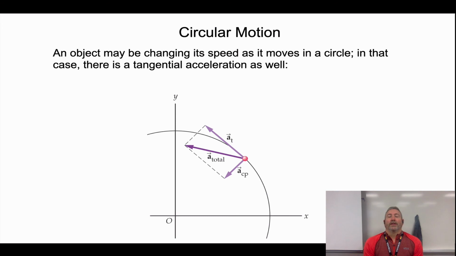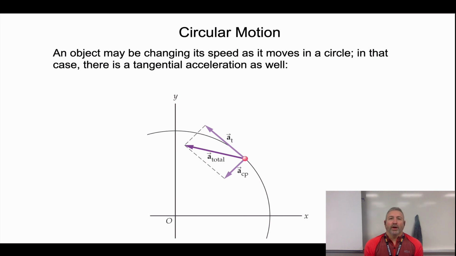Okay. Now, if the object is also increasing its speed, that means it's got an acceleration towards the center, the a_cp, that's centripetal, and the acceleration along the tangent, a_t. That means that more force has to be acting on it than just the force to keep it moving in a circle. It's speeding it up in this particular case. So that means the direction of force at that instant is a combination of those two vectors.